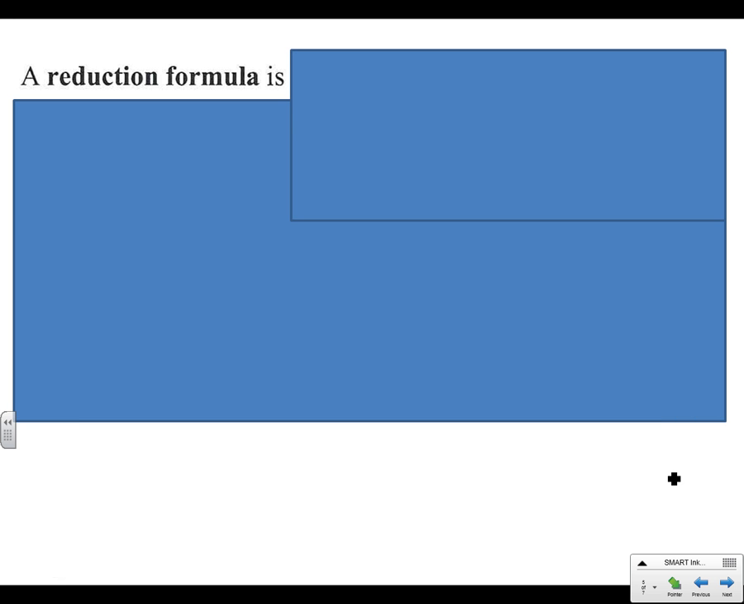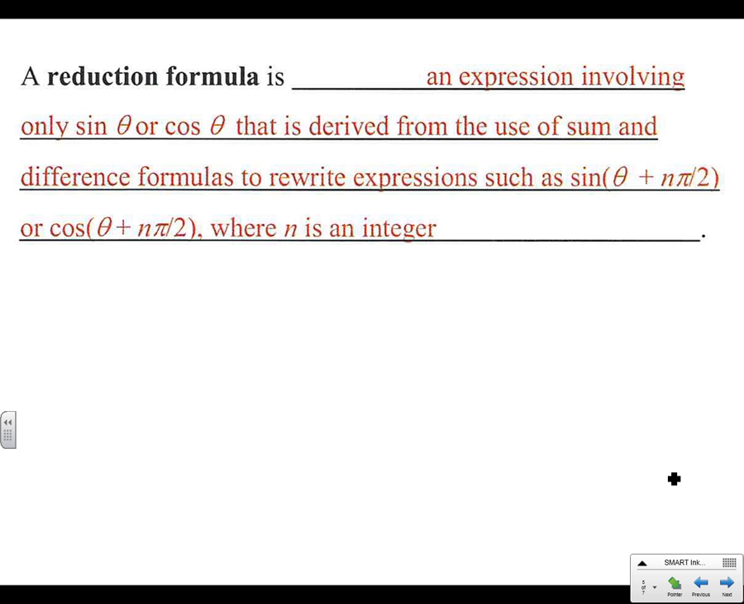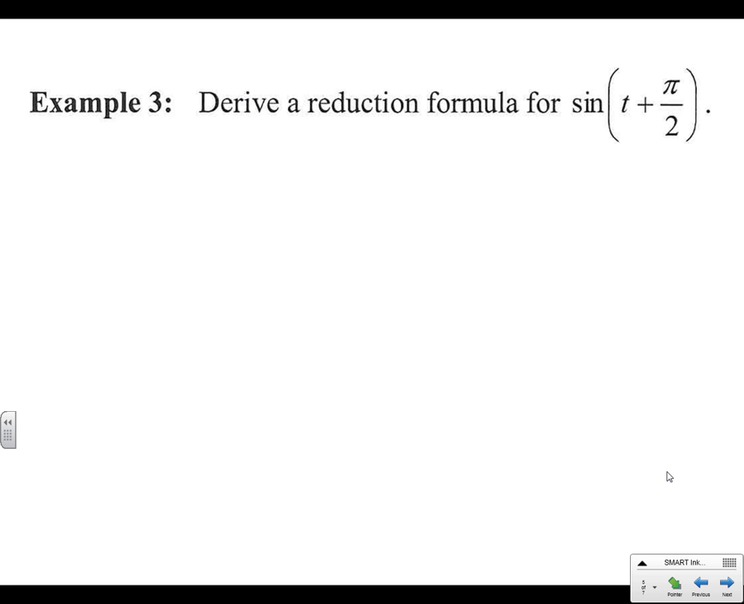All right, so we're going to move on to reduction formulas. A reduction formula is an expression involving only sine or cosine that is derived from the use of sum and difference formulas to rewrite expressions, such as sine of theta plus n pi over 2, or cosine of the same thing, where n is an integer. Basically what this is saying is when we have those multiples, like 3 pi over 4 plus 2 pi n, repeating, we want to be able to break these down. So anytime we see a plus inside the parentheses, we can use the formulas that we got in this chapter.